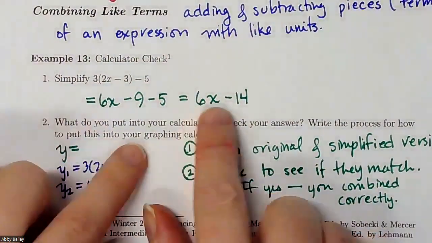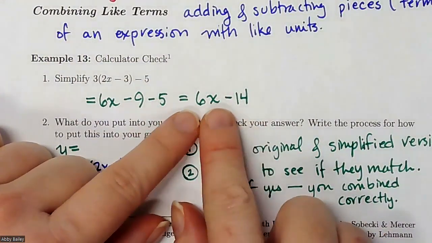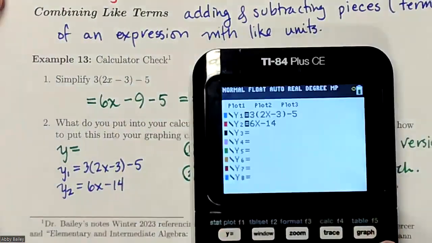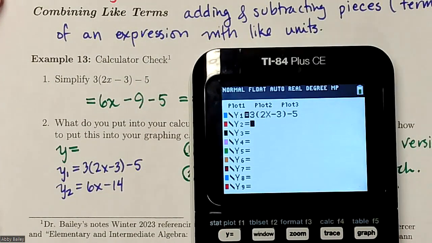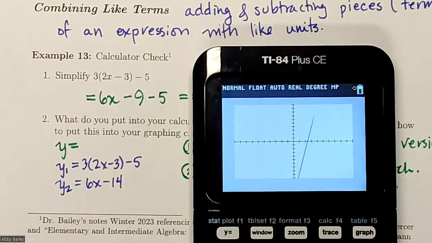Let's suppose for fun I accidentally said 6x minus 14 is now negative 8x. So I didn't acknowledge their differences. I said, you know what, it's negative 8x. And then I go to graph. We see here comes the first one. There's this equation.